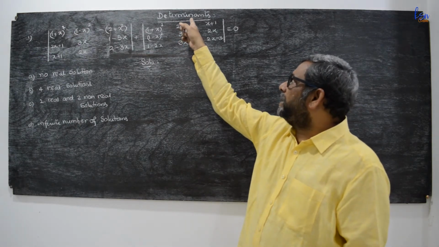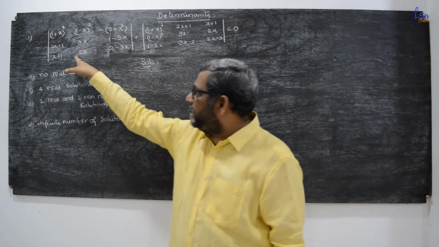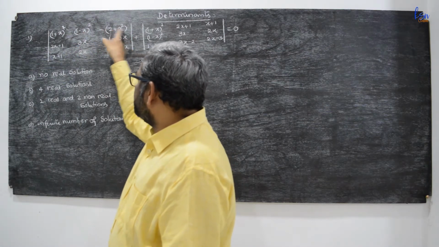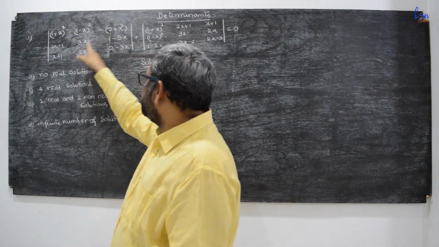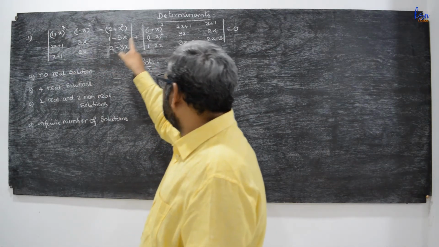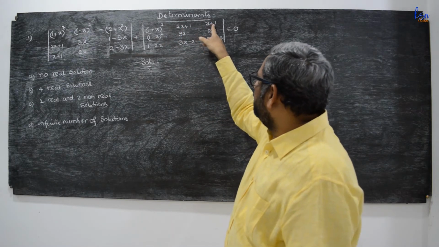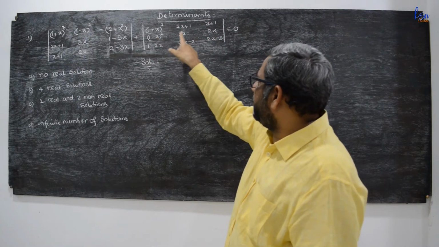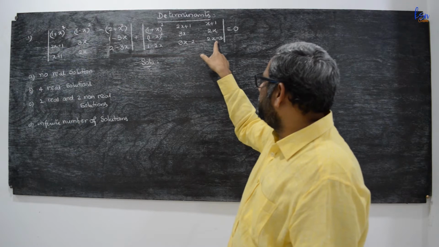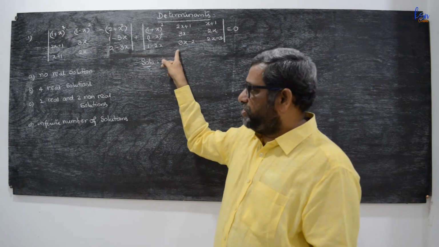Today we will deal with the topic determinants. Now the first question is that determinant of 1 plus x whole square, 1 minus x whole square, minus of 2 plus x square; 2x plus 1, 3x, 1 minus 5x; x plus 1, 2x, 2 minus 3x, plus another determinant 1 plus x whole square, 2x plus 1, x plus 1; 1 minus x whole square, 3x, 2x; the third row 1 minus 2x, 3x minus 2, 2x minus 3 is equal to 0. We have to find the solution of this equation.